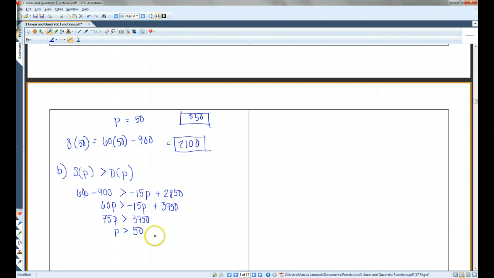Okay. So if the company charges more than $50 per phone, quantity supplied will exceed quantity demanded. In this case, the company will have excess phones in inventory.